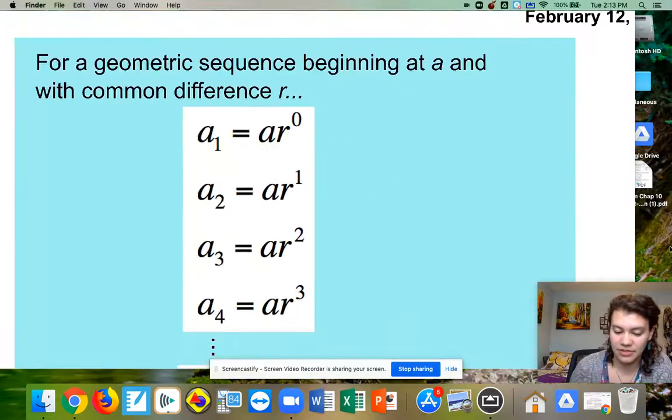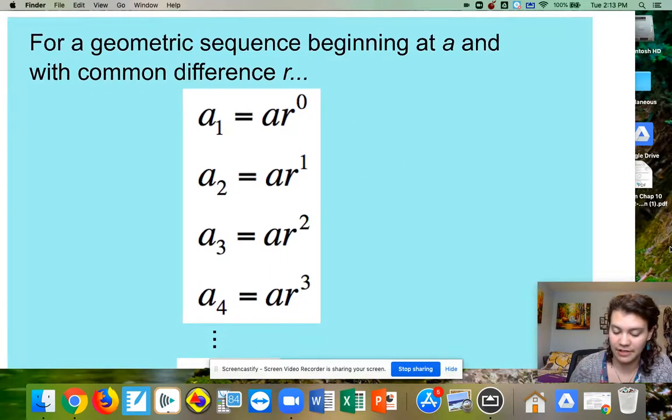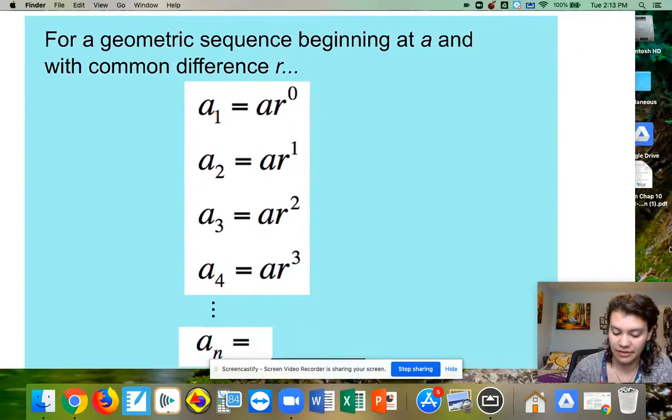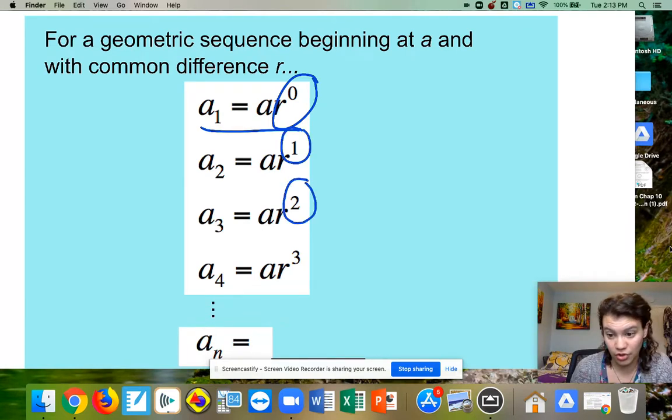We go through the same process that we did for arithmetic. If we start off with our first term here, we're not multiplying by any common ratios. To get to the second term, you need 1 common ratio, 2 common ratios for the third term, 3 for the fourth term, etc. So if we write this out in a general form, you want the first term times 1 less than your number of terms common ratios.